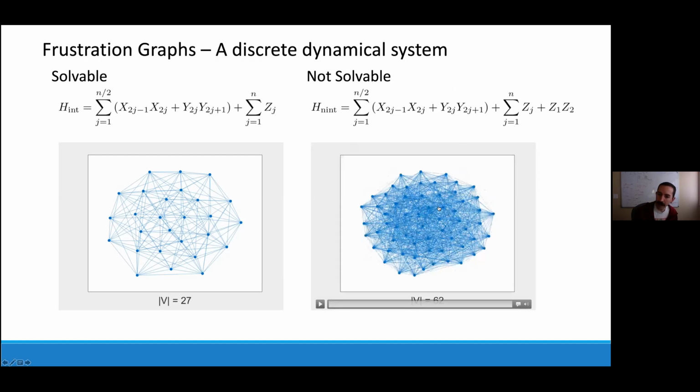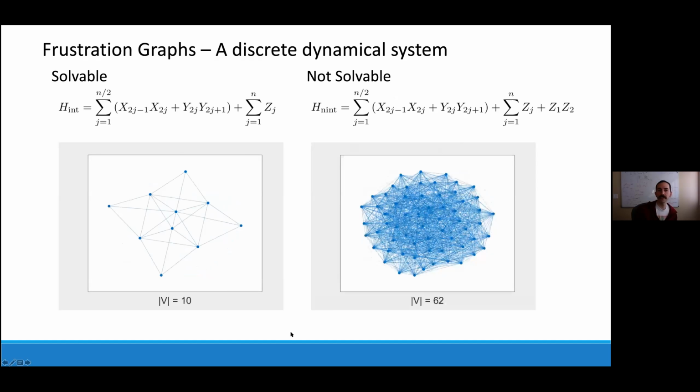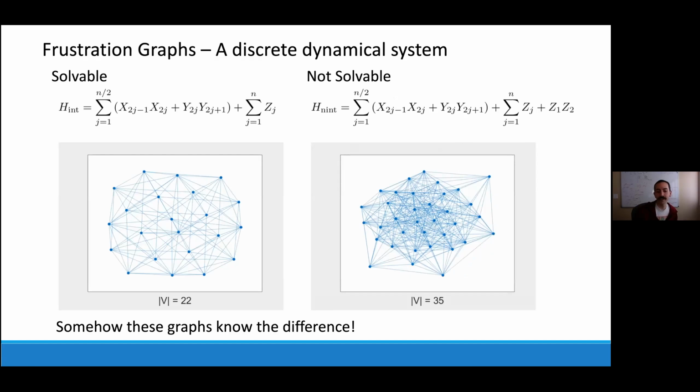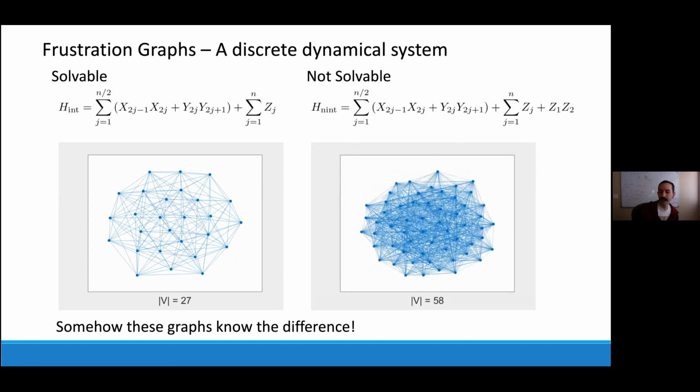Can we look at properties of the graph itself and infer properties of this algebra that would say whether or not it's solvable or not solvable? Okay, that's what we're going to solve in this talk. Somehow these two graphs know the difference, and that's what we're going to try to figure out.